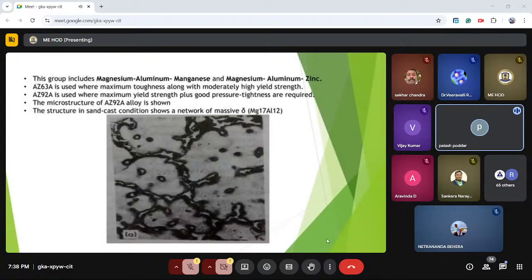This group includes magnesium-aluminum-zinc alloys AZ63 and AZ92. The microstructure of AZ92 is explained here. The structure in the sand-cast condition shows a network of Mg17Al12, the intermediate phase. However, most of the structure is separated. The compound joins the primary grain as a white network, and in the white network is alpha magnesium.